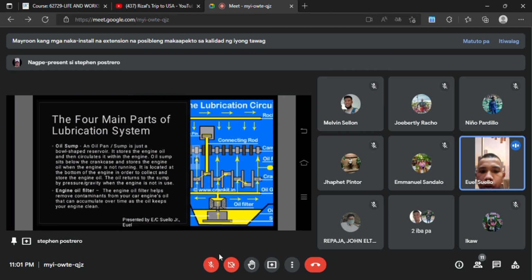Next, engine oil filter. The engine oil filter helps remove contaminants from your engine oil that can accumulate over time, as oil keeps your engine clean.